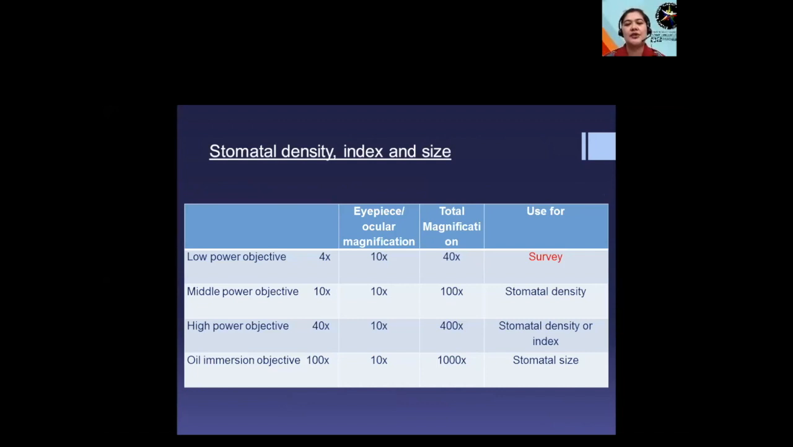Okay, let's look at the others. We have stomatal density, index, and size. Now, this is my recommendation. Pero if you have a better microscope, then go for it. Gamitin ang mas mataas na magnification. So, for the eyepiece or the ocular magnification, I suggest you make use of 10x. Okay? 10x po. So that you have the total magnifications to be 40x for LPO, 100x for MPO, 400x for HPO, and 1000x for oil immersion objective.